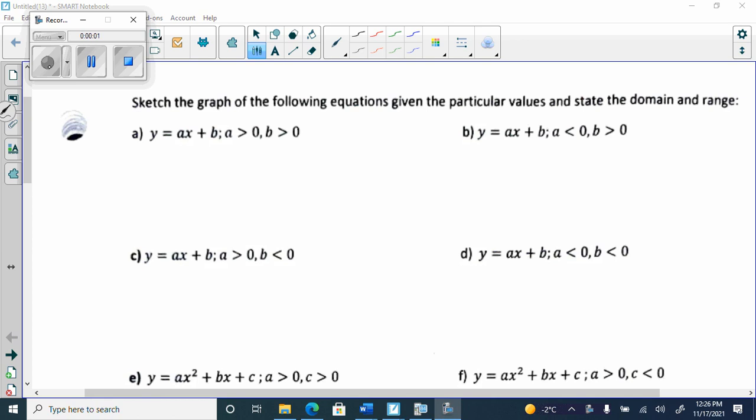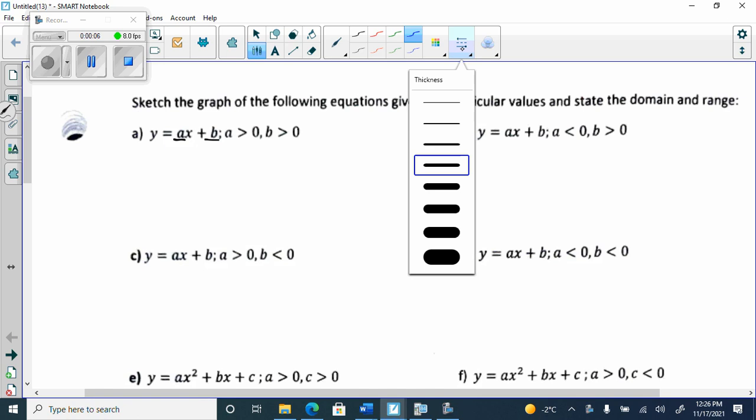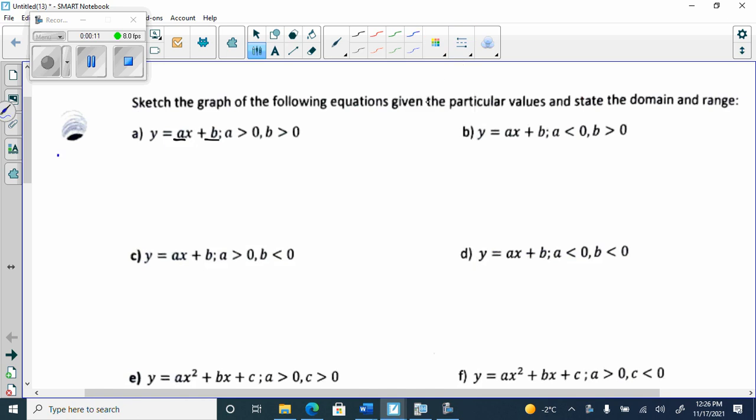We have an A here and a B here. What does the A tell me? Every single time, on any equation in standard form with no brackets, what does that A tell you? How it ends on the right. The leading coefficient always tells you how it ends on the right. So this one here, A is greater than 0, so what does it do? If A is greater than 0, what do you think it's going to end? Up.